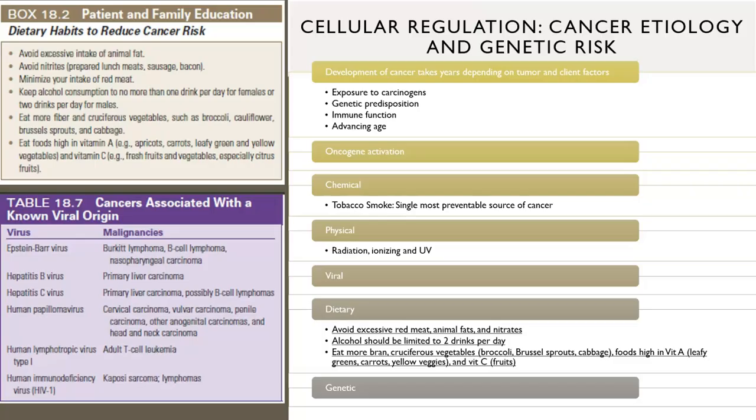Physical risk factors would be UV light, so radiation from the sun, living in Florida. Viruses: I put a nice little table over here to tell you about the viruses and the cancers that they may cause. Epstein-Barr is one of the biggest ones that we worry about with cancer.